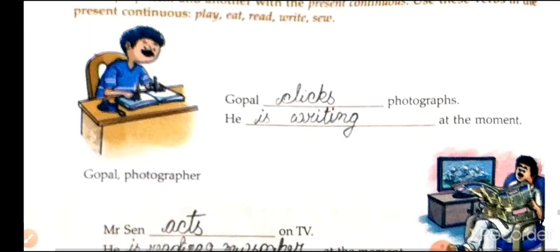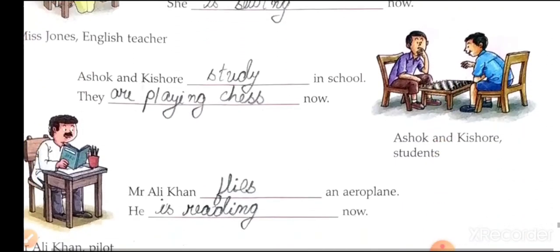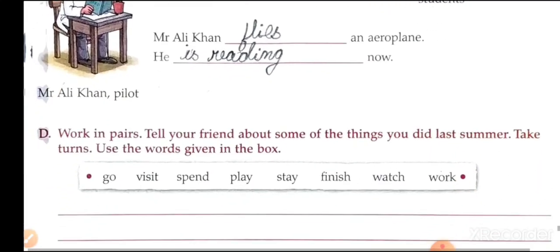Students try this on their own. They can discuss among themselves. By looking at the pictures, they have to get hints and clues and use the words given in the box and convert them into the appropriate tense form to fill in the blanks and complete the sentences.